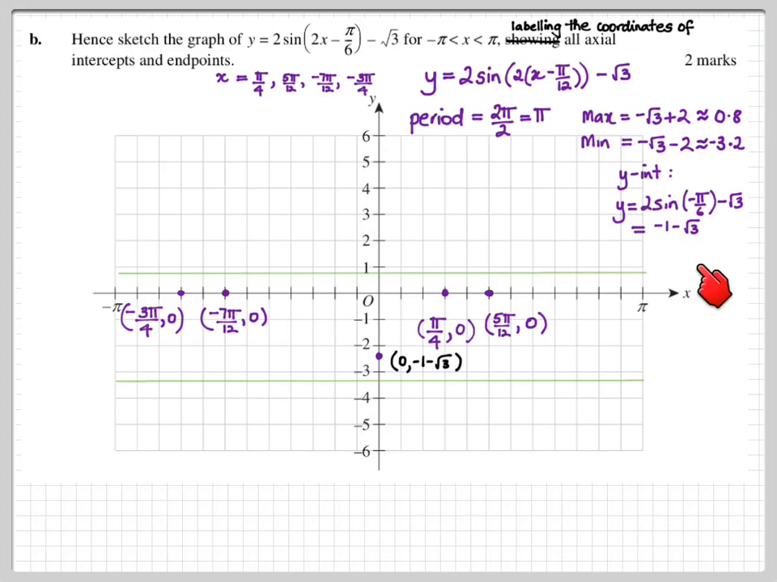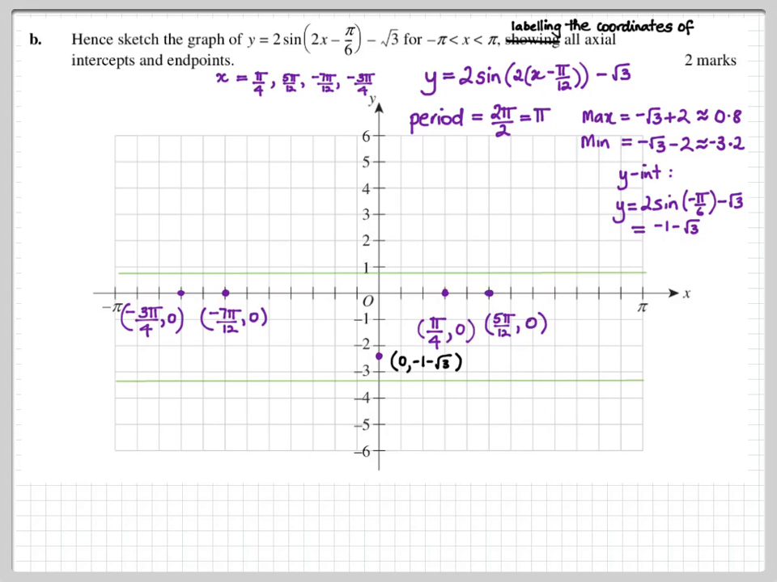We're kind of getting an idea already for how this graph might look. Next thing we do is find the y-intercept. That's just by making this x value here 0. So this will become either here or in our function just there, making that x 0, and we get sine of minus pi on 6, which is negative a half, times 2 minus 1. So our y-intercept is going to be 0, minus 1 minus root 3, which again I've written as coordinates.